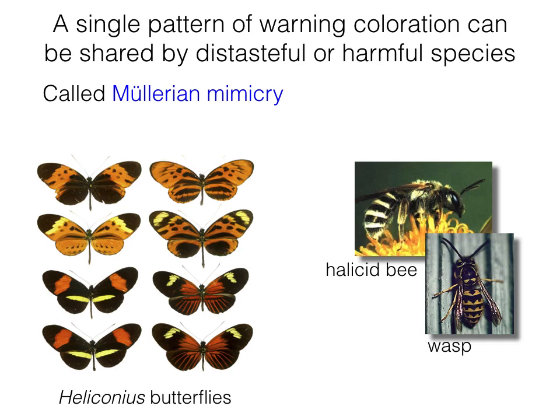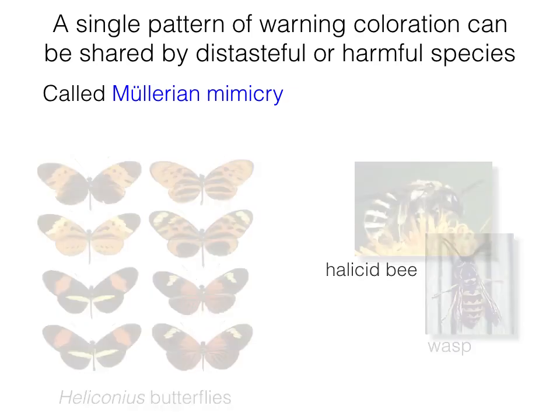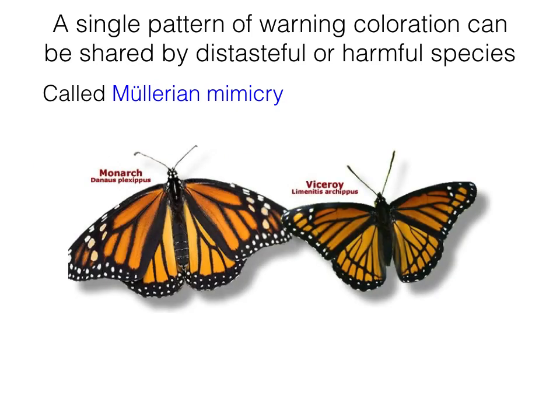Interestingly, Heliconius butterflies, as well as others such as the monarch butterfly, don't actually produce their own toxins. So this is where things get really interesting. They actually store them from plants that they consume as larvae. In other words, when they're caterpillars, they consume the toxin and store it through adulthood. So monarchs are known for doing this.